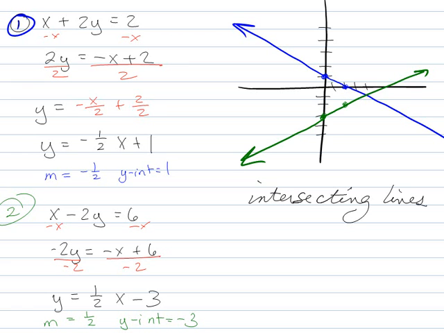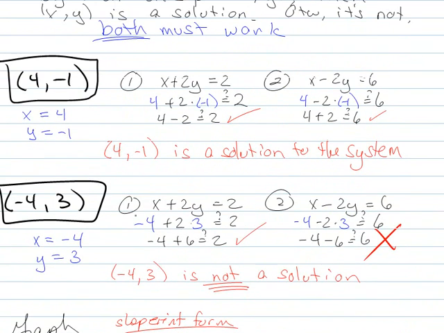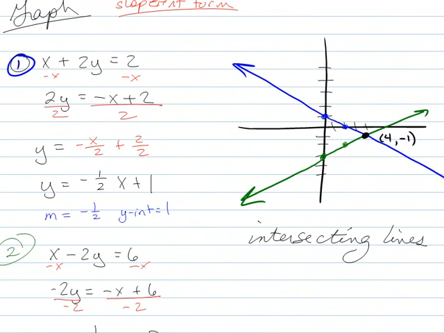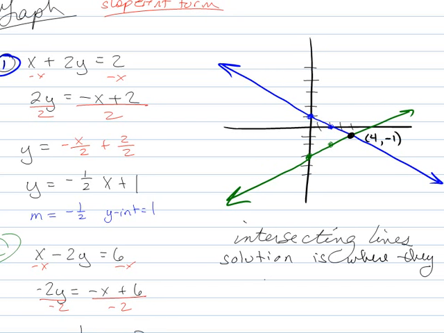Now, where do they happen to intersect? What is this point right here where they intersect? It looks like it's at 4, negative 1. Now, what's 4, negative 1? 4, negative 1 is the solution to the system. So this here is the solution to the system. The solution is where they intersect, right? That's not accidental. That's very, very much on purpose.